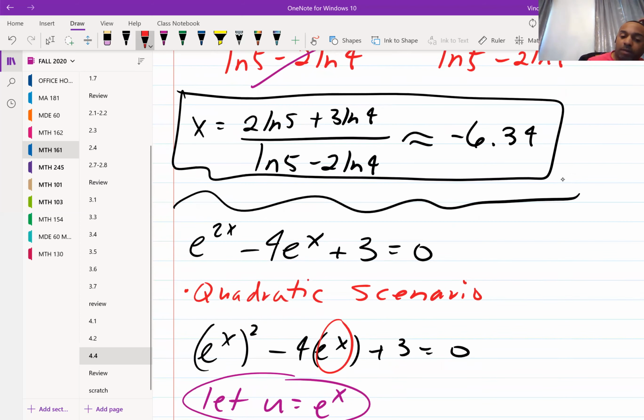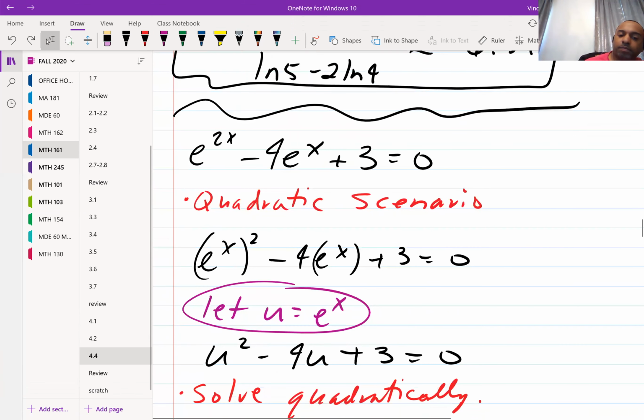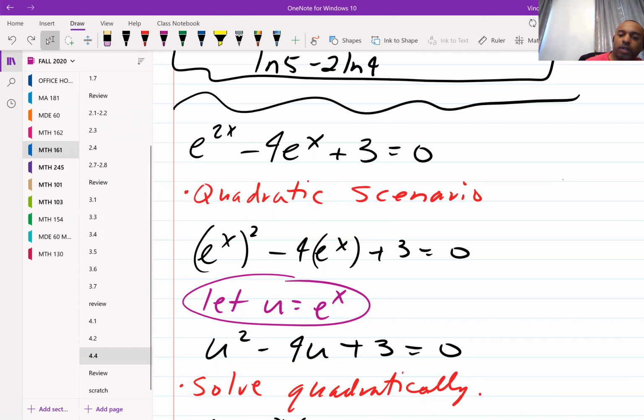We talked about this type of scenario before. I believe it was back in chapter 1. Whenever you have this squared right here, you have a quadratic scenario. So if we want to simplify this so that we can solve in an easier way, we can just let u be equal to e to the x. So that will give us u squared minus 4u plus 3 equal to 0.